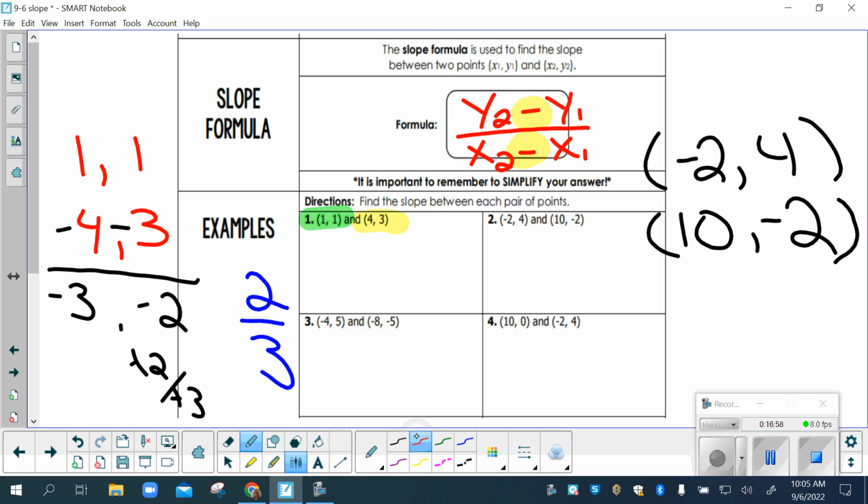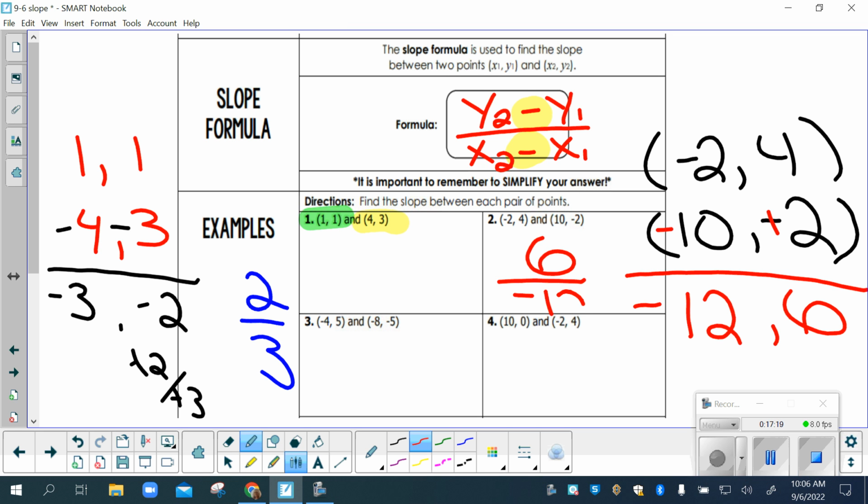Talk to me, Chris. If there's only one negative though, that means... So tell me, what does this guy become? -10. And what does this guy become? +2. Awesome. So look what I get. And then that turns into 6, and the other one turns into positive -12. Now watch. 6 over -12. Can I reduce that?